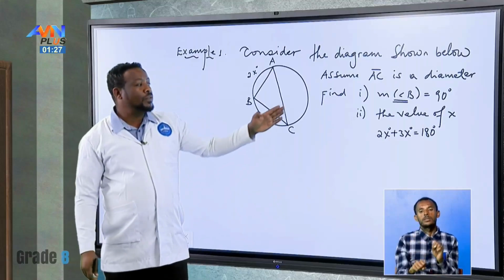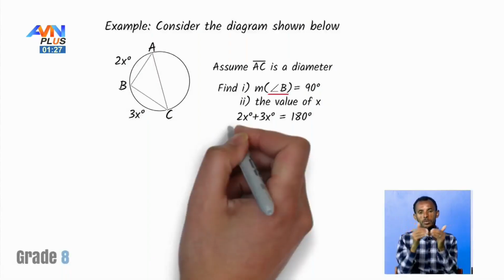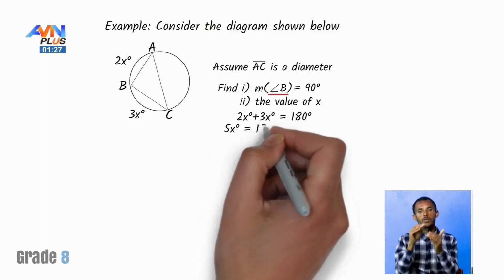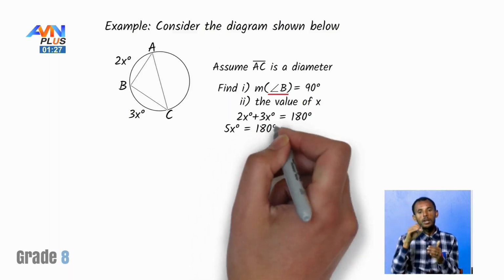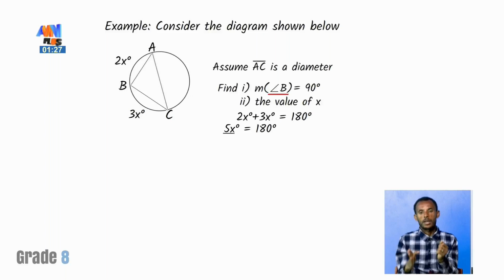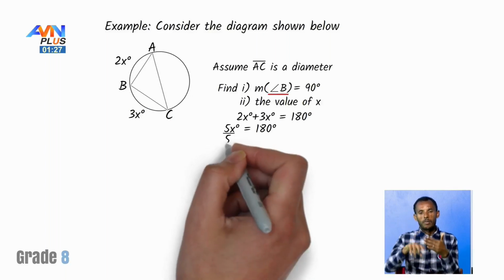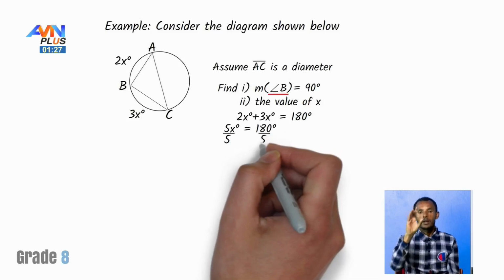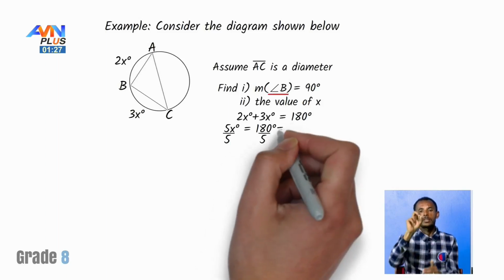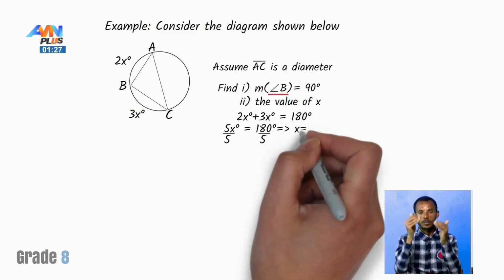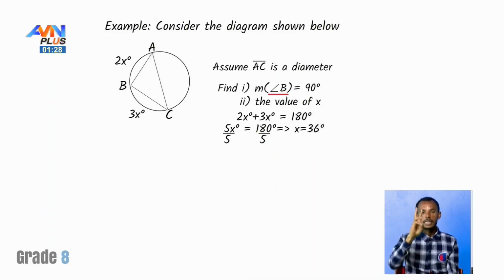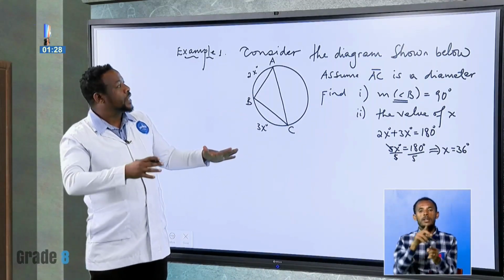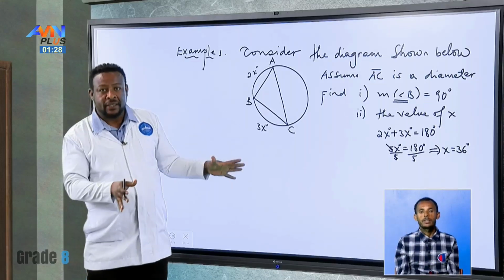So the sum of these two is 5x, okay? 5x degrees is equal to 180 degrees. And lastly, you can divide both sides by 5, and the value of x will be some number, okay? When you divide 180 degrees by 5, you will get 36. So x becomes 36 degrees, okay? So this way you can answer questions like this, okay?